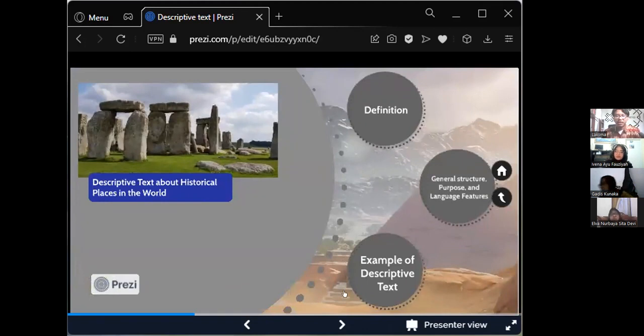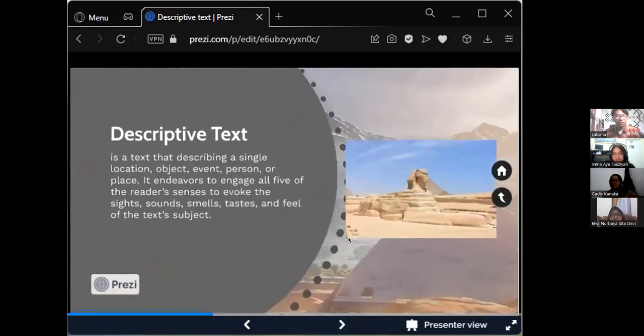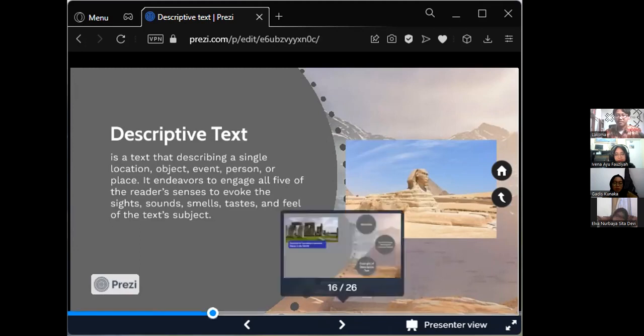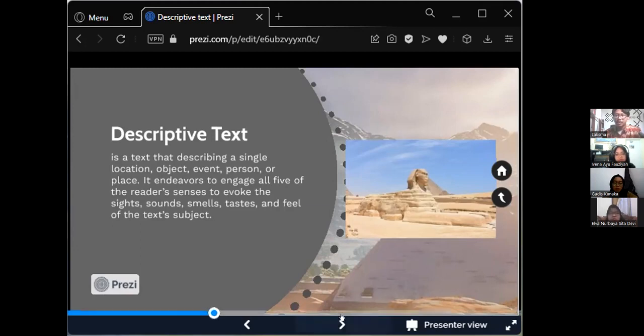So the first is definition. Anyone who wants to read this? Okay, thank you, Gadis, for reading this. So the definition of descriptive text is text that describes something. It could be anything, either person, animal, or place, anything that you want. The important thing is we need to describe it very clearly so the reader can feel it without actually being there or without seeing the thing. Okay, that is the definition of descriptive text.